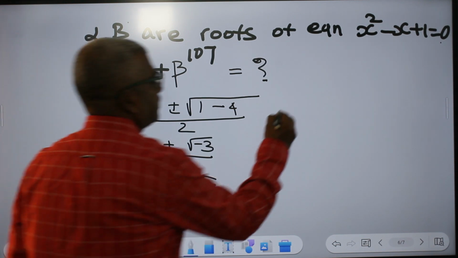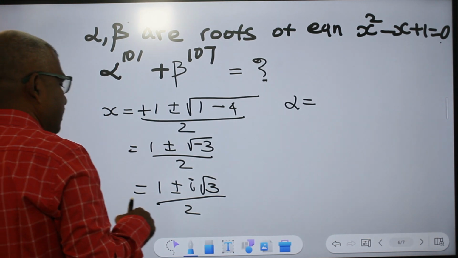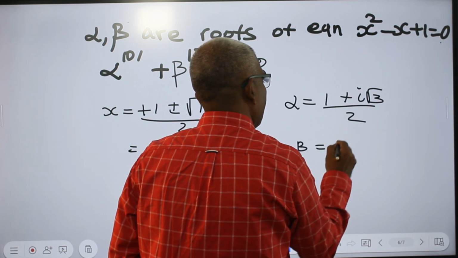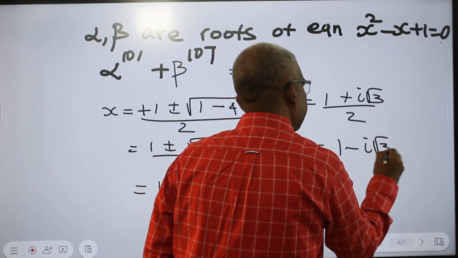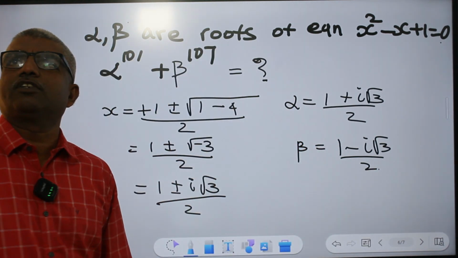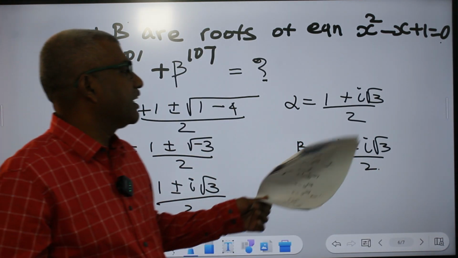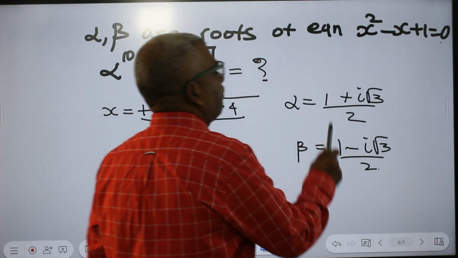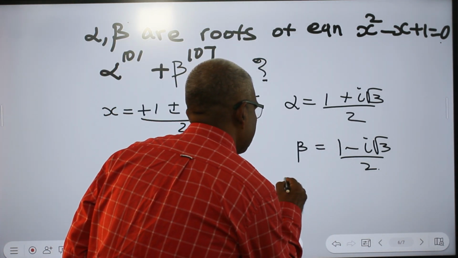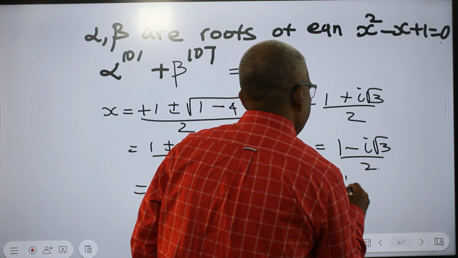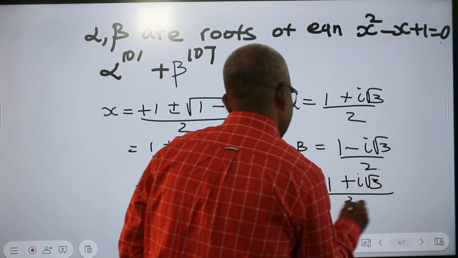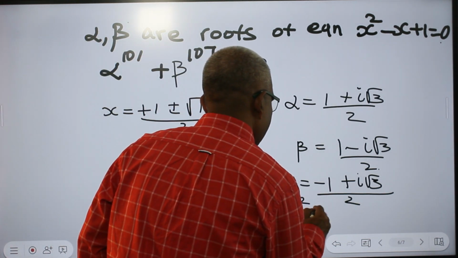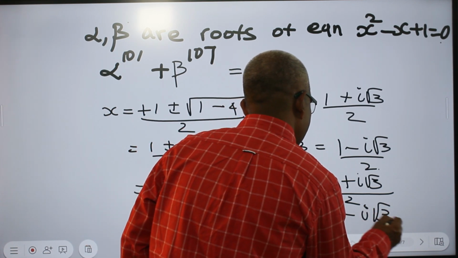Okay, so alpha is 1 plus i root 3 by 2, beta is 1 minus i root 3 by 2. If you see it, try to connect with the cubic roots of unity. Omega is equal to minus 1 plus i root 3 by 2, and omega squared is minus 1 minus i root 3 by 2.